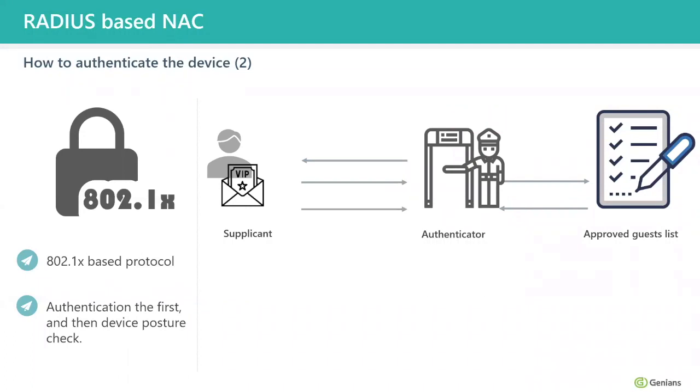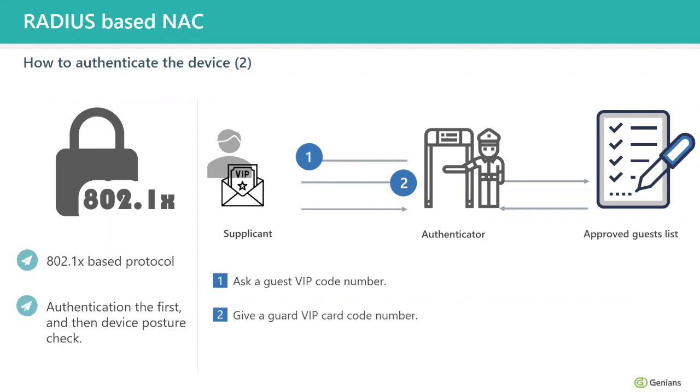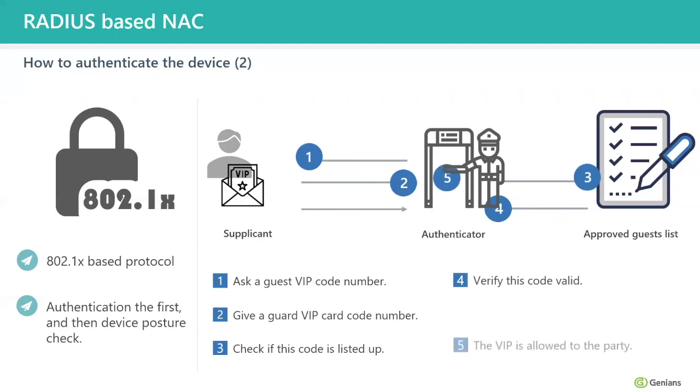I prepared a similar example from around you so you can understand more easily. A VIP guest is invited to a party and is asked by the security guard to show the VIP card for verifying the VIP code. The guest shows his VIP card to the security guard, and the security guard checks if this code is valid on the list. The VIP code is a valid one. The VIP guest is allowed to enter the party.